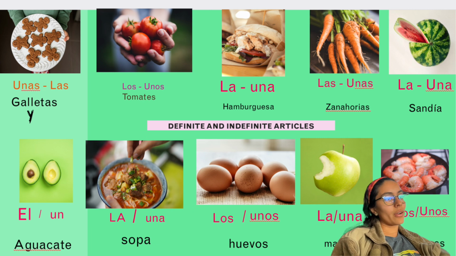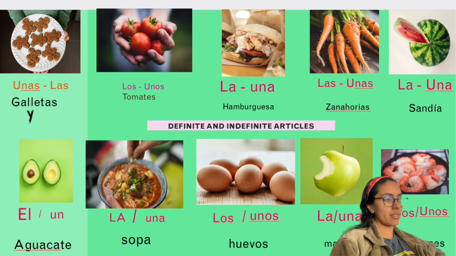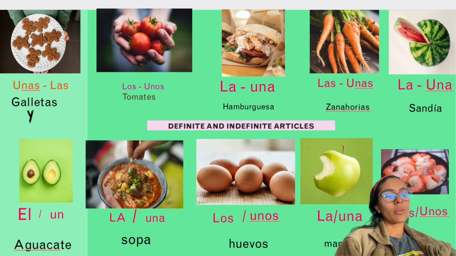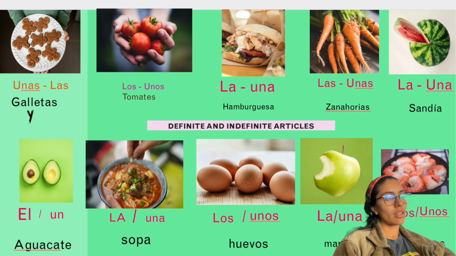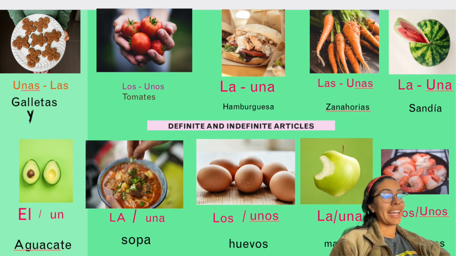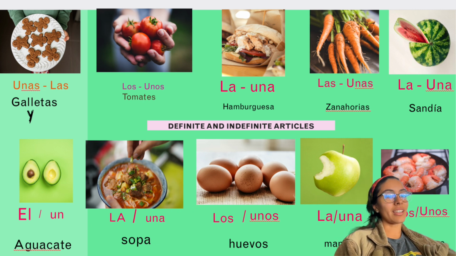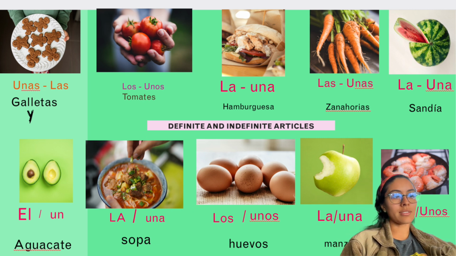So, okay, for the first one, galletas, you can either say unas galletas or las galletas. Second one, you can say los tomates or unos tomates. And then la hamburguesa or una hamburguesa. In this one, I will ask you to have the H silent. We're not going to give any sound to the H.